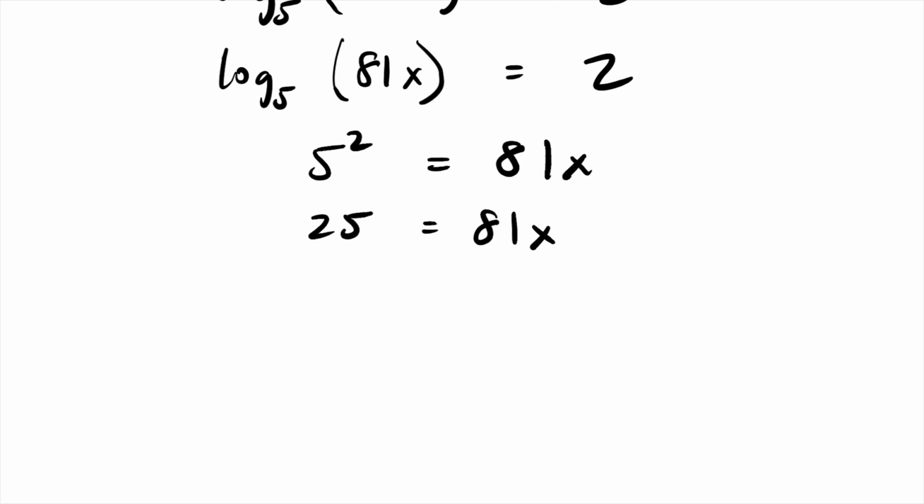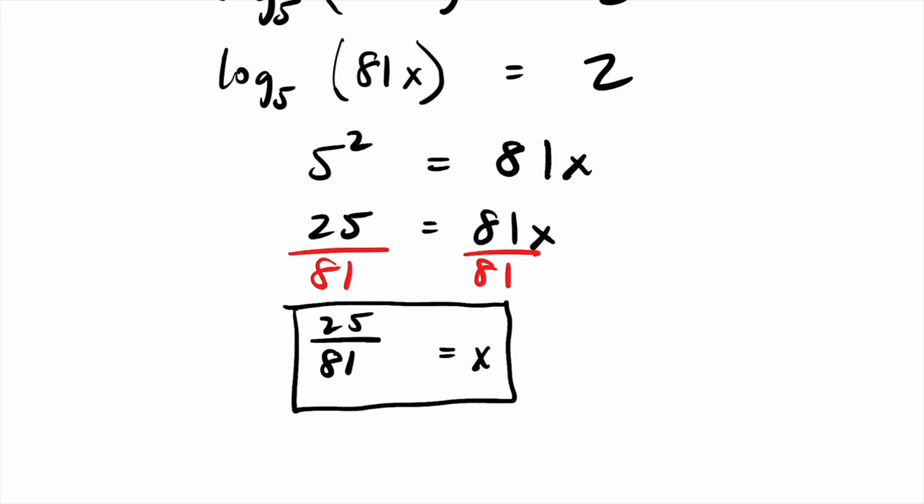I changed it. Last step, or third step, isolate the variable. How do I get x by itself? Divide both sides by 81. Good. So I get x equals 25 over 81. I don't think it can be reduced. I don't think you can reduce that. I think that's it as far as it goes.